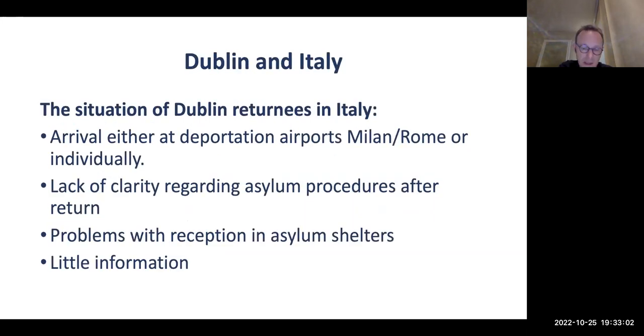I will stop quite soon, but I would like to give you some examples of how it works. I talk a lot about this example, Germany and Italy, because I have been specifically involved in different Dublin cases between the two countries. So I would like to highlight from practice how it actually works.